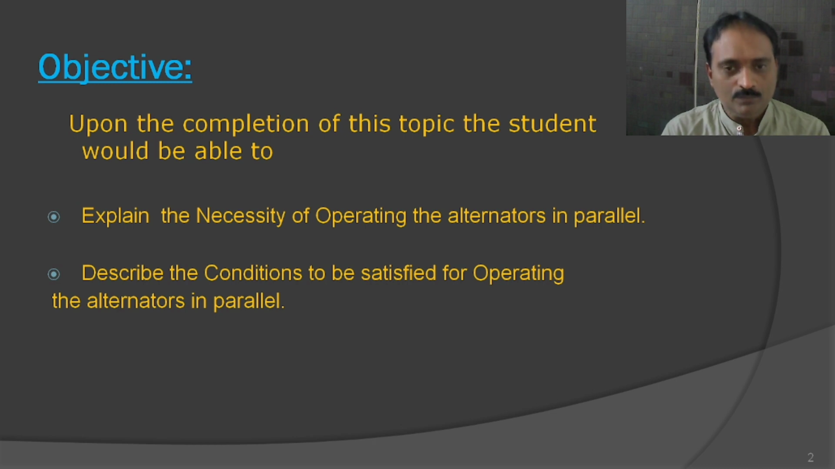And when you consider three phase, the phase sequence also should be the same. Generally the phase sequence depends upon the direction of rotation. It can be either RYB or RBY. Whatever phase sequence is there with the bus bars, the incoming machine which is to be connected in parallel with the bus bars also should have the same phase sequence. So these are the conditions which are to be satisfied. We shall see all these things in detail.